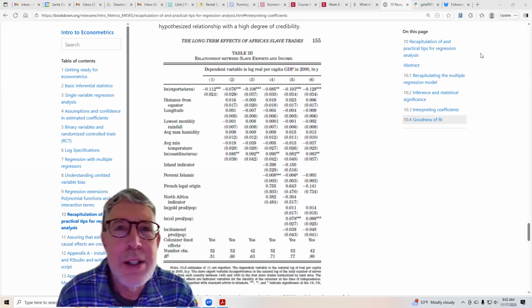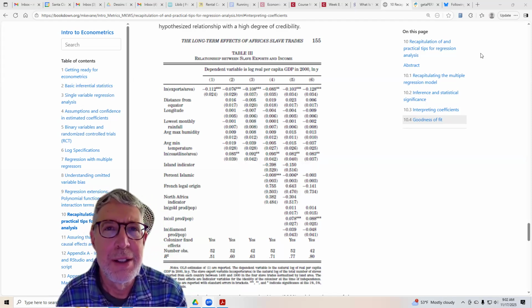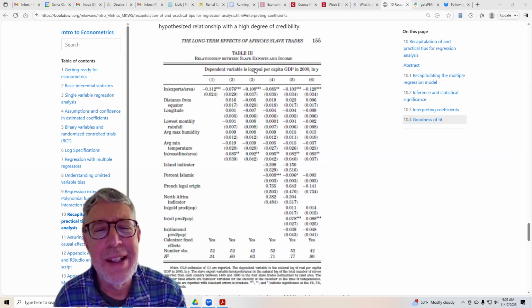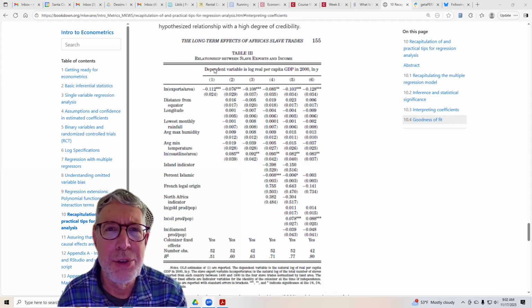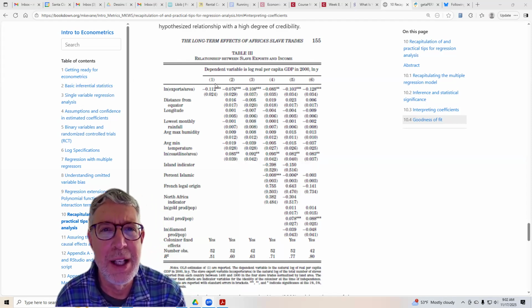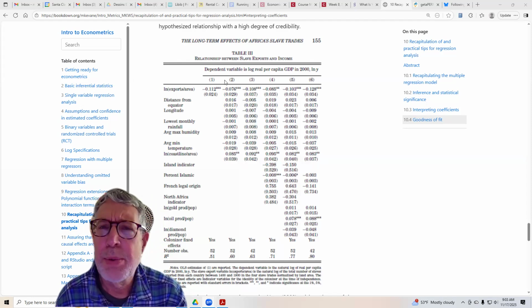Hi, everybody. Wanted to spend some time talking about this regression table that we have in the textbook. This regression table is from a paper by economist Nathan Nunn, and it was part of his PhD dissertation from Harvard that he then published. And this paper is pretty straightforward.